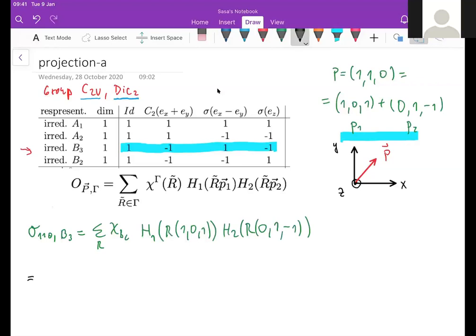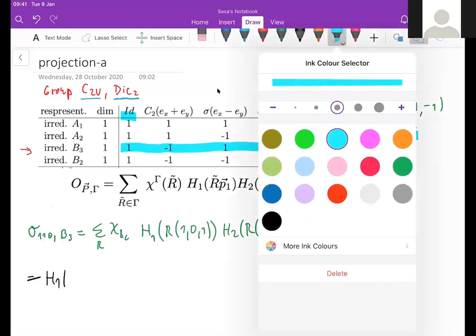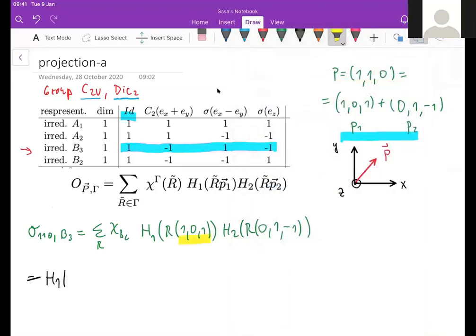The first element is the identity. This is given here, and the character is one, so this is easy. So we'll just write H1, and the identity. This will be important. Maybe I use another color here. I'll always be acting on these two momenta. So when the identity acts, I get the same. This is trivial. So this is the first term.